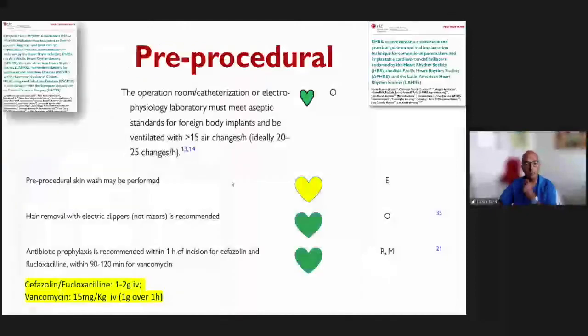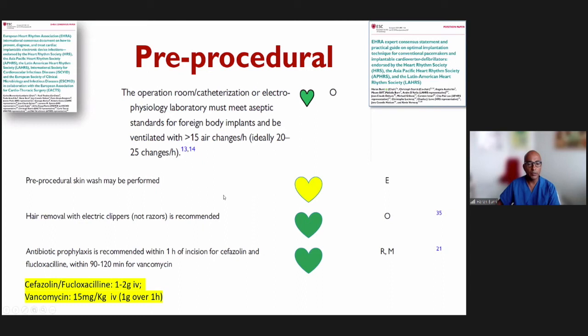Moving on now to prevention, of course, the implantation should be done in a proper environment. It's preferable in an operating room. It can also be done in a cath lab, as long as this cath lab is properly ventilated with at least 15 air changes per hour, ideally more than 20. It's not necessary to have laminar flow. This is not proven to be of benefit.